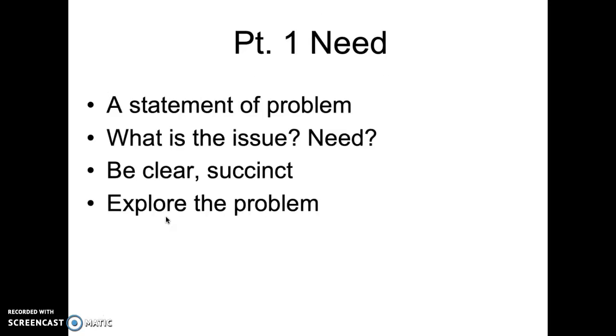The next step is the need, and that is going to be point number 1. And that's a statement of the problem. What's the issue? What's the need? So you're being clear and succinct. It's an exploration of a problem. So you're stating what the problem is. So this is a linear sequential organizational structure where each of these steps are in place to help drive the audience to a particular call to action eventually.